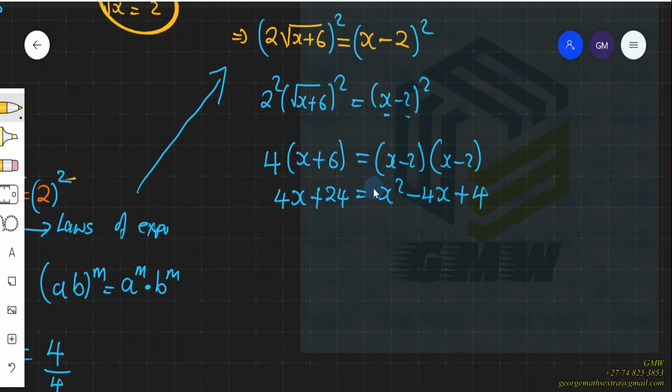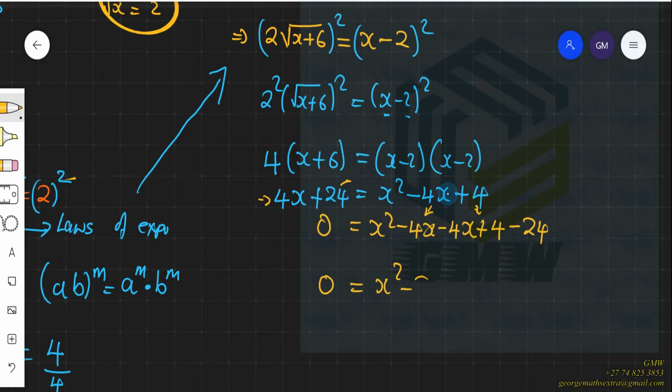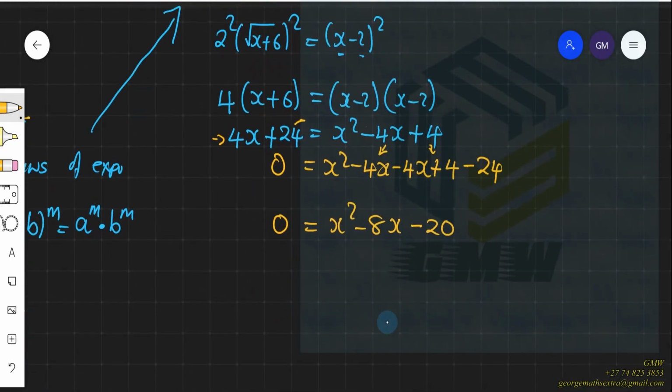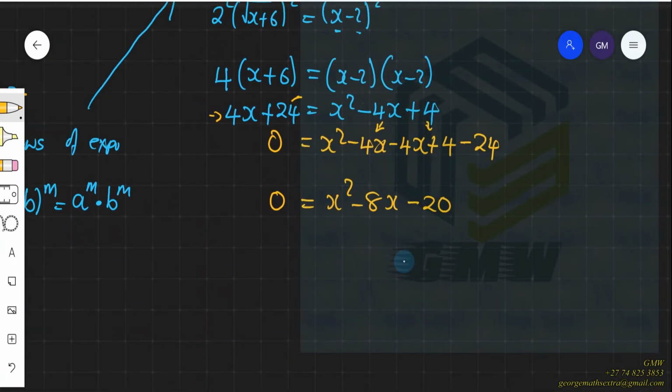How do I deal with it? I need to collect all the terms to one side. So I'll say my 0 here equals x squared minus 4x, which is this one. Then this 4x here will also cross, it becomes minus 4x. The 24 will cross, it becomes minus 24. So in the end, I have 0 equals x squared minus 8x, then minus 20. Now, the mind has a certain orientation, a certain way it programs things.